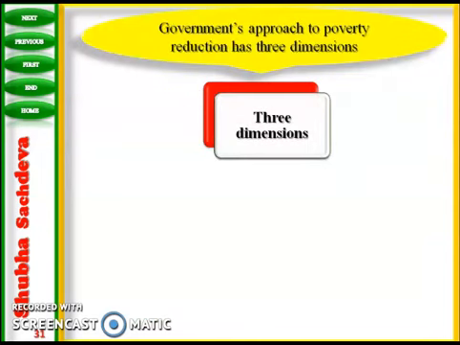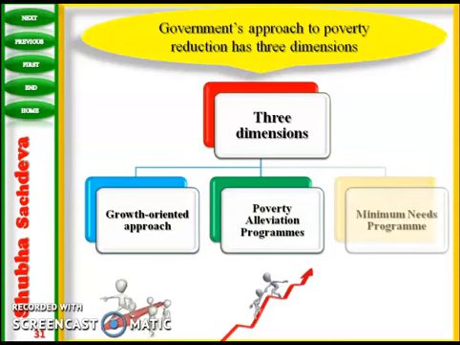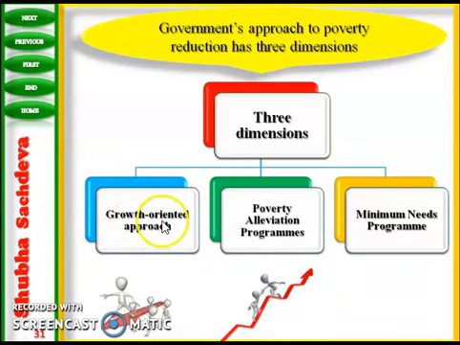So the government's approach to poverty reduction has 3 dimensions. This is a very important topic which I am discussing now. The 3 dimensions were: number 1, growth oriented approach. I have explained earlier, whenever growth comes, you have to directly link it with our GDP. We can measure growth by GDP only, because till now we do not have any other indicator to measure our growth. Second, poverty alleviation programs. Some policies were implemented to alleviate poverty. And third, minimum needs program, meeting the minimum needs of the poor.